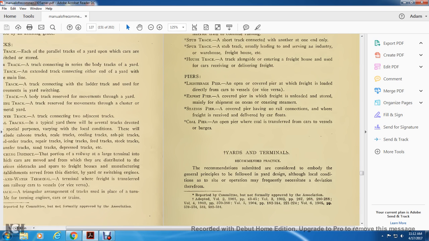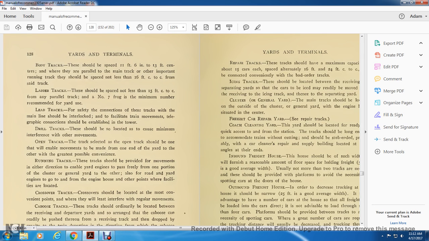Yards and terminal recommendations submitted with the considered body. The general principles followed by the yard design are modified by the local conditions and site operation, frequently necessitating deviation thereof. Body of the tracks: there should be placed within 11 foot 6 inches or 13 foot from the center of the yard the main track with the other important running tracks, so they should be spaced not less than 16 foot center from the side of the track.